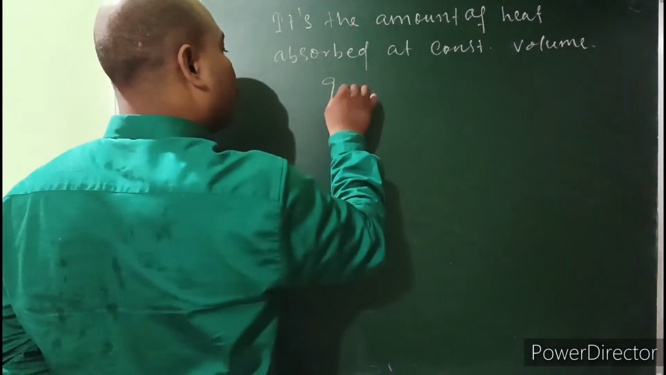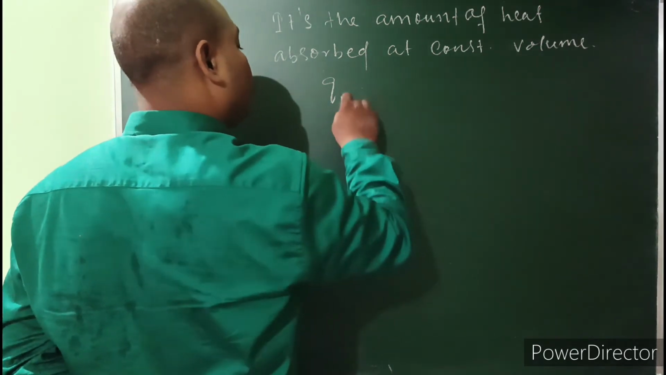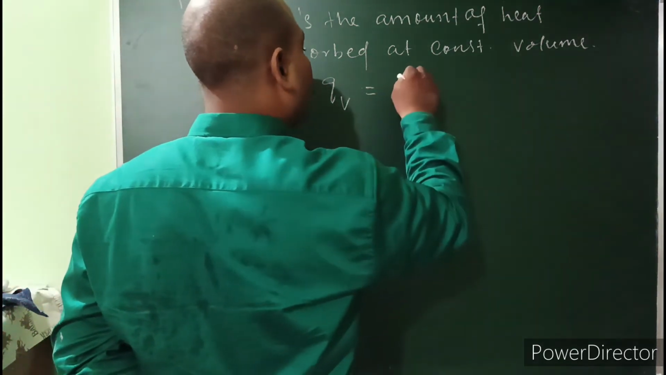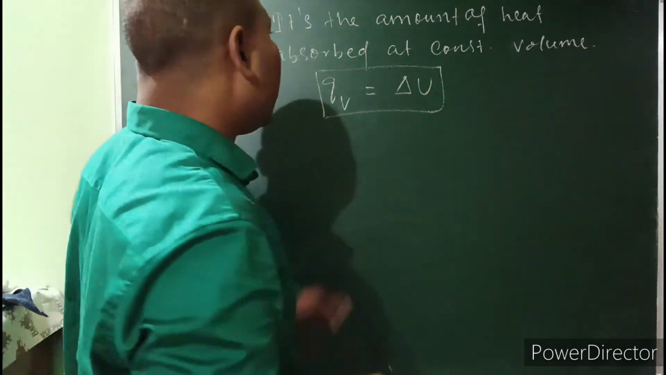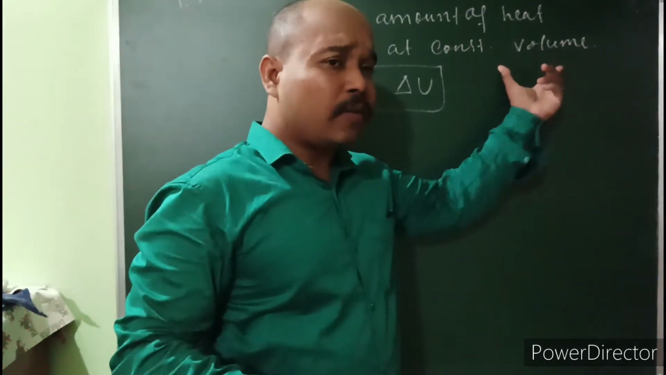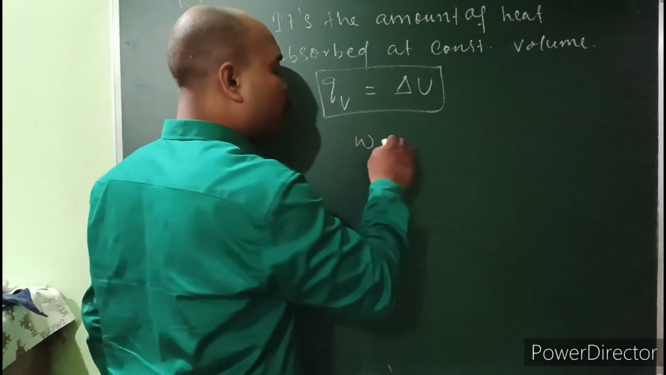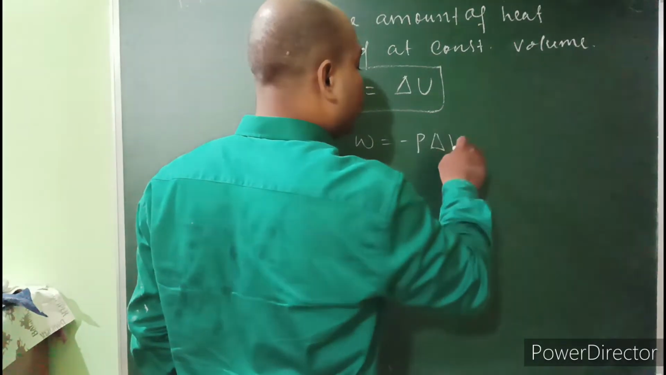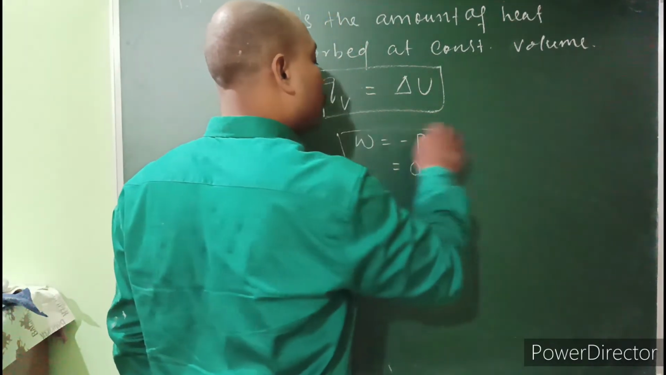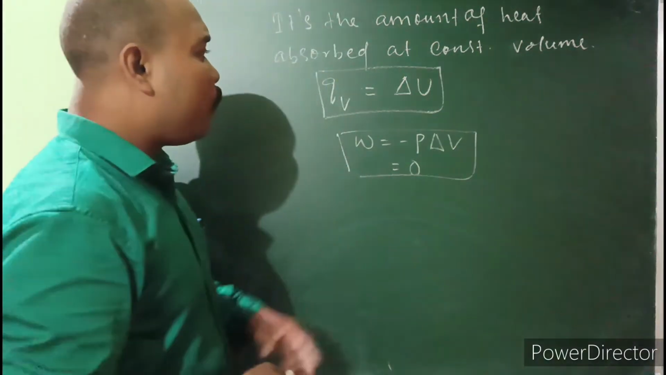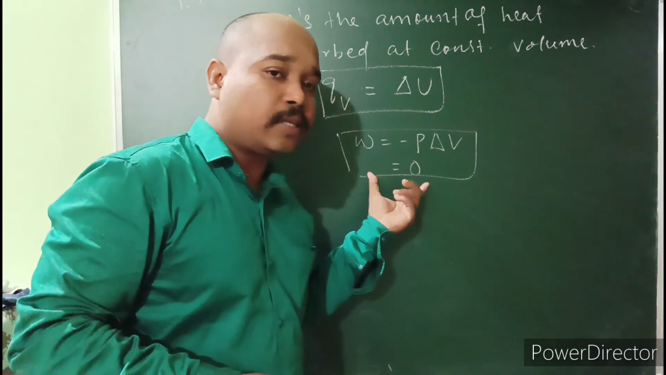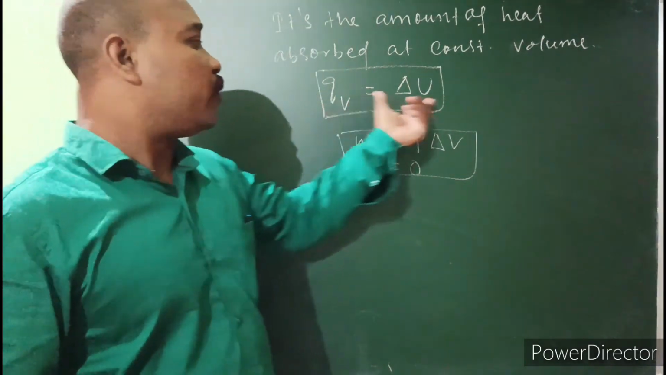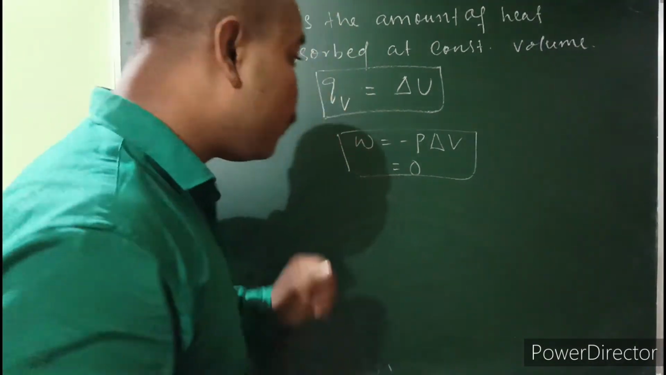So we can say QP equals to del U. As I am saying that it is at constant volume, we know that W equals to minus P del V. It means 0. Remember, when I am discussing constant volume, there is no work done here. It means QV equals to del U. That we have to remember.